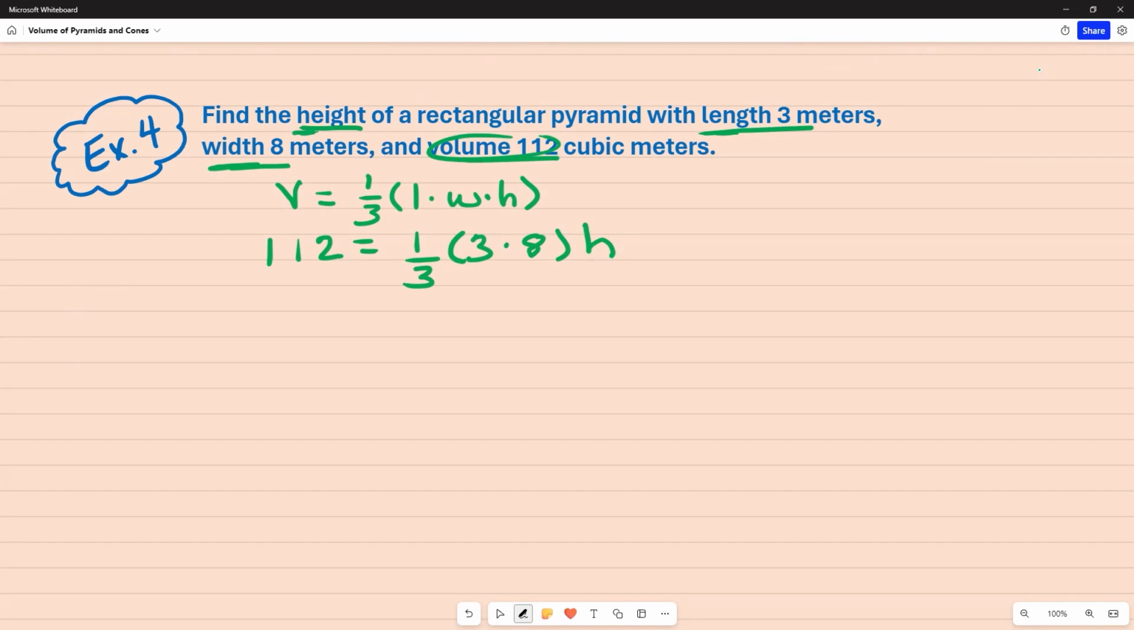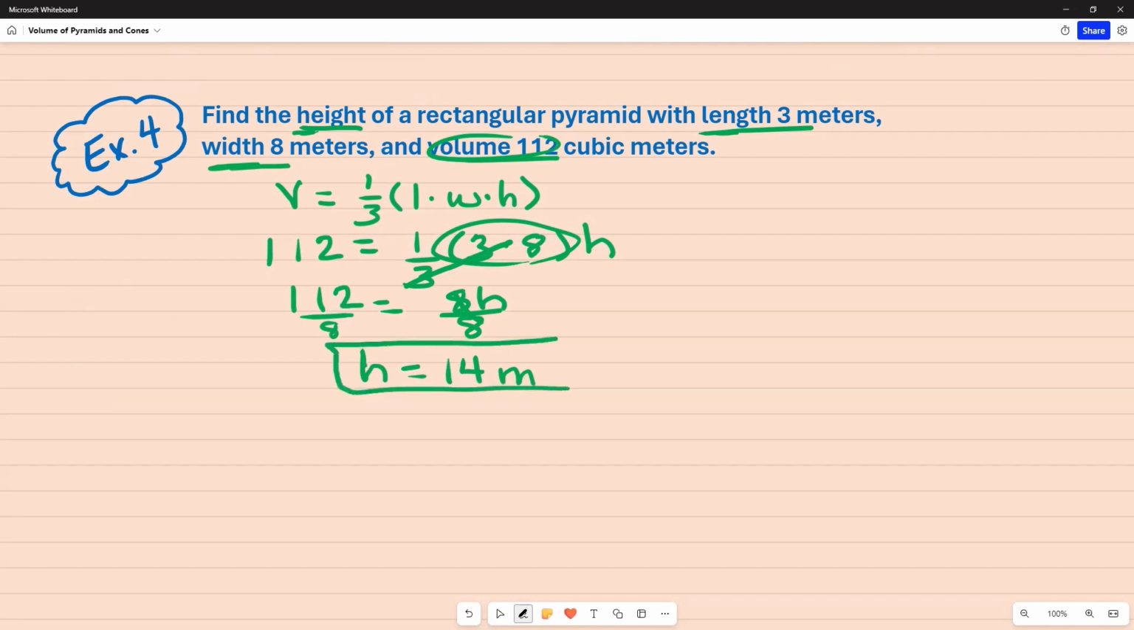So simplifying, 1/3 of 24. 24 is 3 times 8, so that's the same as 24 divided by 3, which is 8. And then I have an H. Or you could have cross simplified and crossed the 3's out and you're left with the 8. And on this side, I have 112. Now to find H, I want to divide both sides by what's stopping H from being by itself, which is 8. Therefore, 112 divided by 8 leaves me with a height of 14 meters. I do not square it and I do not cube it. It's simply meters. That's it for the video.